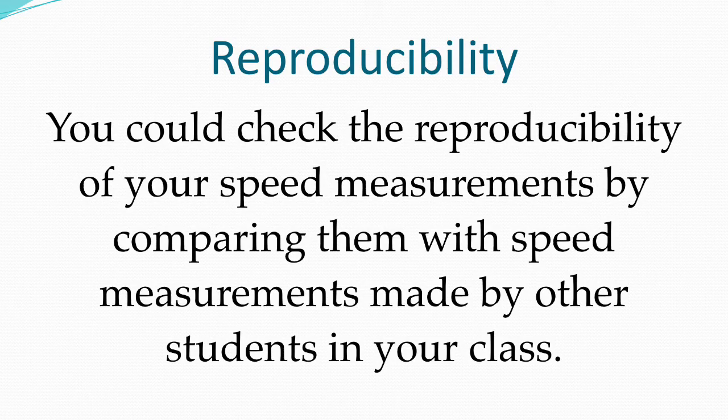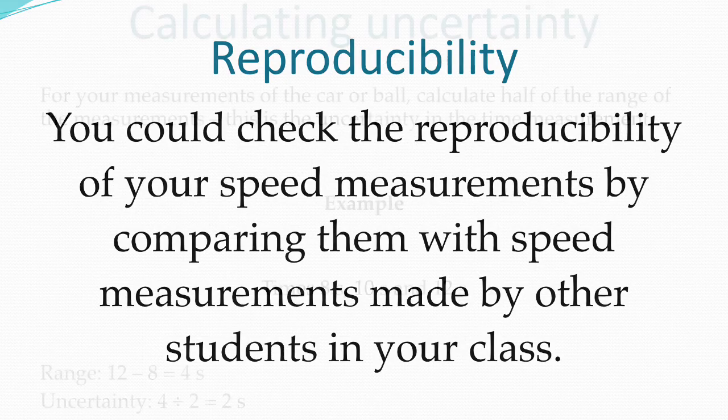Repeatability is about how likely you are to get the same results if you do the same experiment again. Reproducibility is the likelihood that someone else doing the same experiment as you would get the same results that you did. We can look at this when we're in class together.